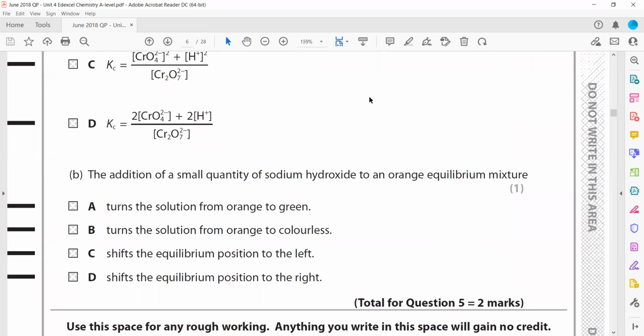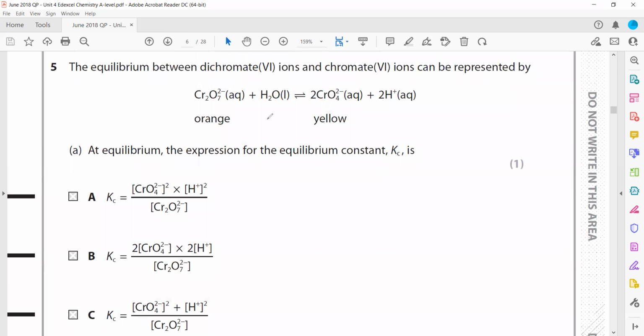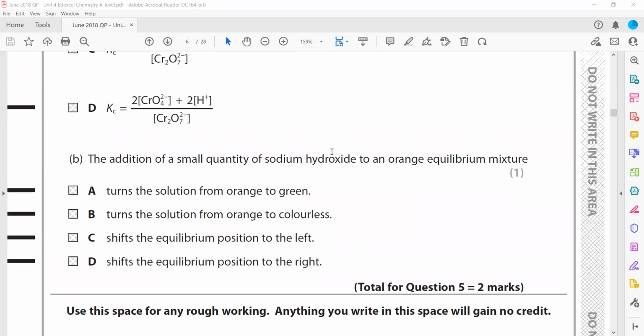Then, addition of a small quantity of sodium hydroxide. If I add sodium hydroxide, it means I provide more OH- ions. OH- ions will react with these hydrogen ions, so the amount of hydrogen ions in the equilibrium mixture will decrease. So the equilibrium will shift towards the right hand side, and the solution will turn yellow, as the OH- which we add reacts with hydrogen. So it reduces the amount of hydrogen and shifts the equilibrium towards the right hand side. So D will be the right answer.